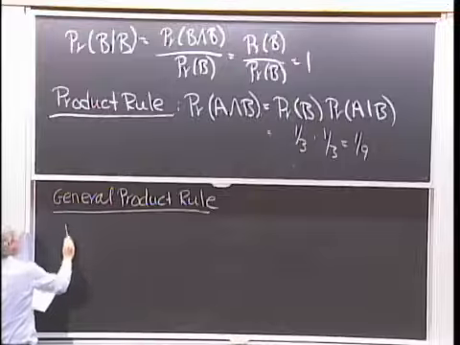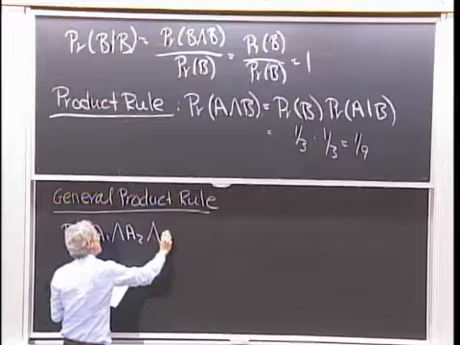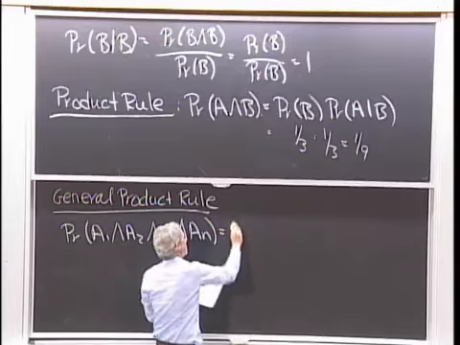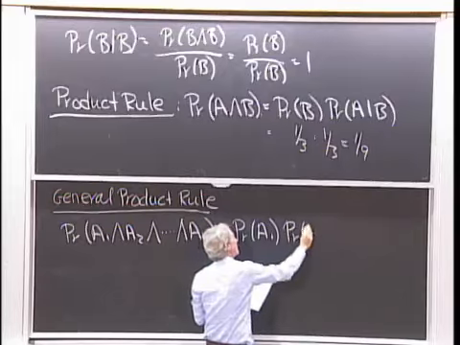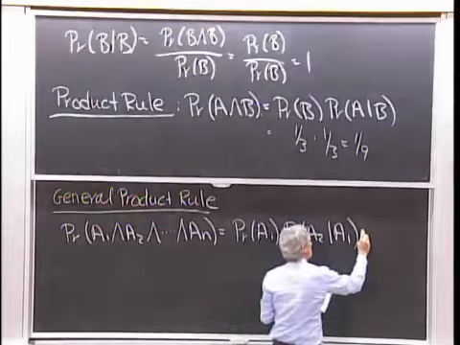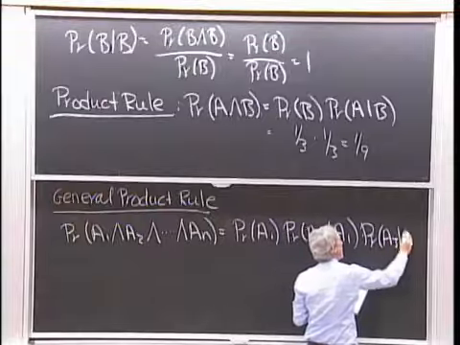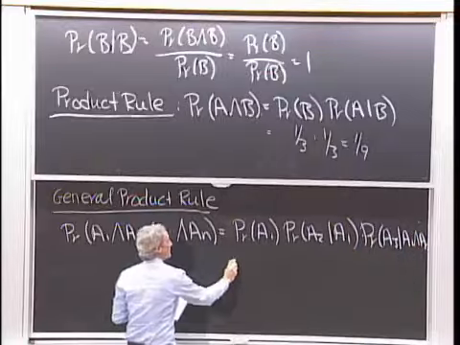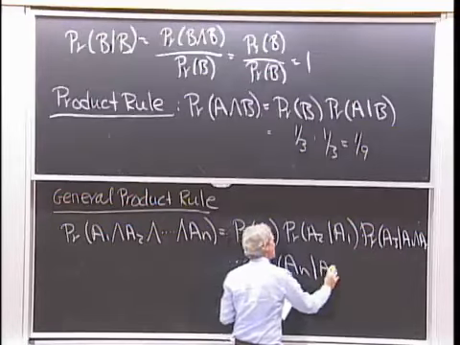So if you want to compute the probability of A1 and A2 and all the way up to AN, that's simply the probability of A1 happening all by itself, times the probability of A2 given A1, times, well, let's do the next one, the probability of A3 given A1 and A2, times finally the probability of AN given all the others.